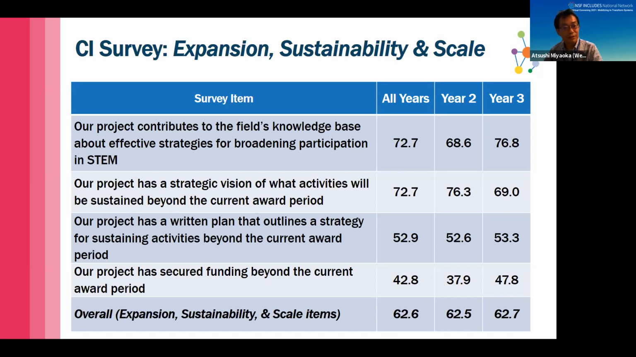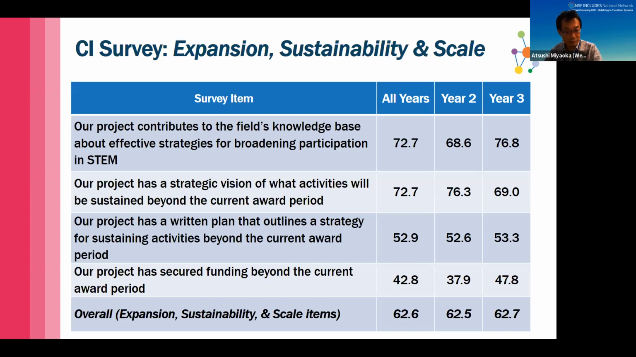We also noticed some differences by years of NSF INCLUDES funding. For the first item, alliances with 3 years of NSF INCLUDES funding are more likely to have higher composite scores. That is 76.8 compared to 68.6. We see the same pattern for the last item. Alliances with 3 years of NSF INCLUDES funding are more likely to have a higher composite score on this item, and that is 47.8 compared to 37.9.